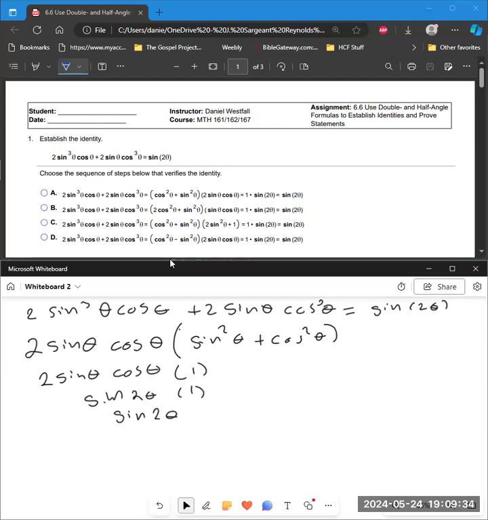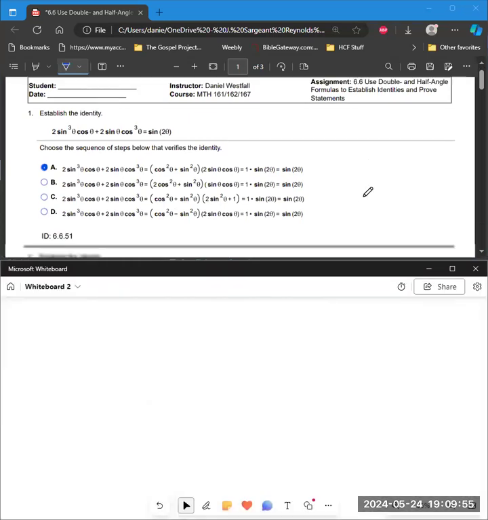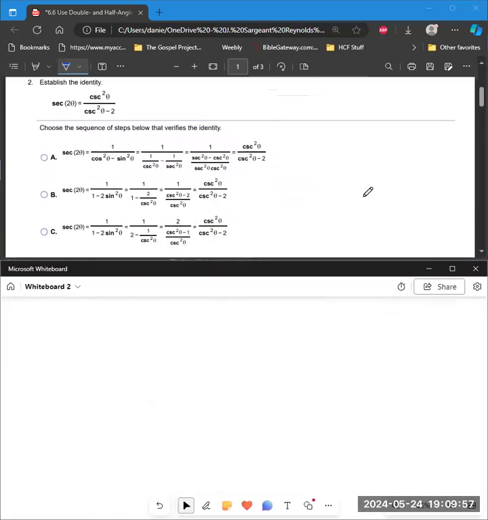So the closest thing to those steps there that we just took is A, where they factored out their 2 sine cosine, changed their cosine squared plus sine squared into a 1, and then multiplied, and they got their sine 2 theta. Again, you don't get multiple choice usually with identities, which is why I'm working things out on the board.